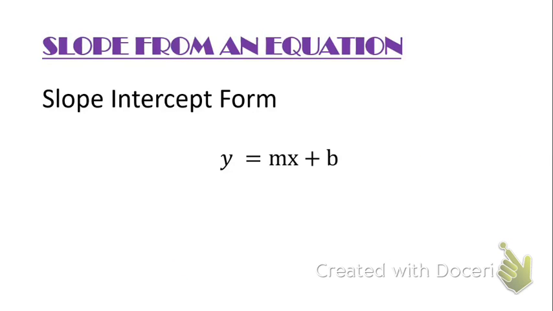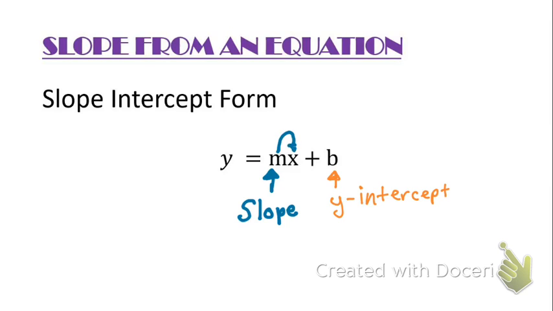All right, slope from an equation. To do slope from an equation, it needs to be in the form that we call slope-intercept form: y equals mx plus b. The only thing that we're going to focus on right now is the letter m. Your letter m is your slope. I guess we can go ahead and talk about this guy. This guy is your y-intercept. Notice that the slope is next to your x.